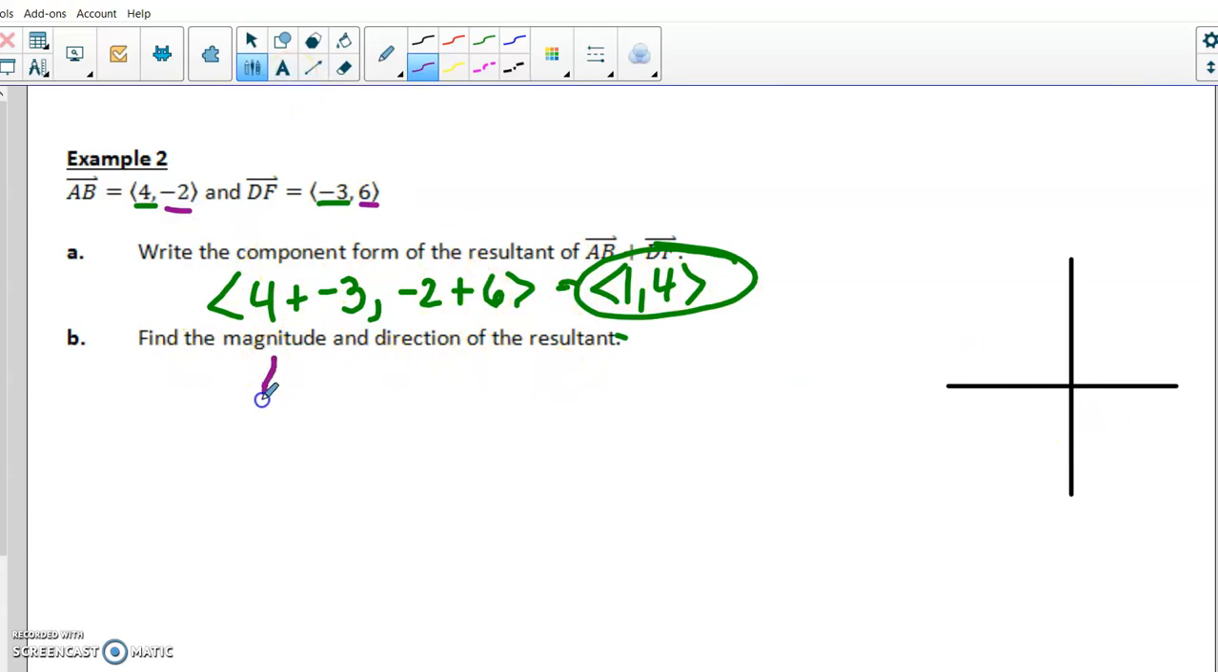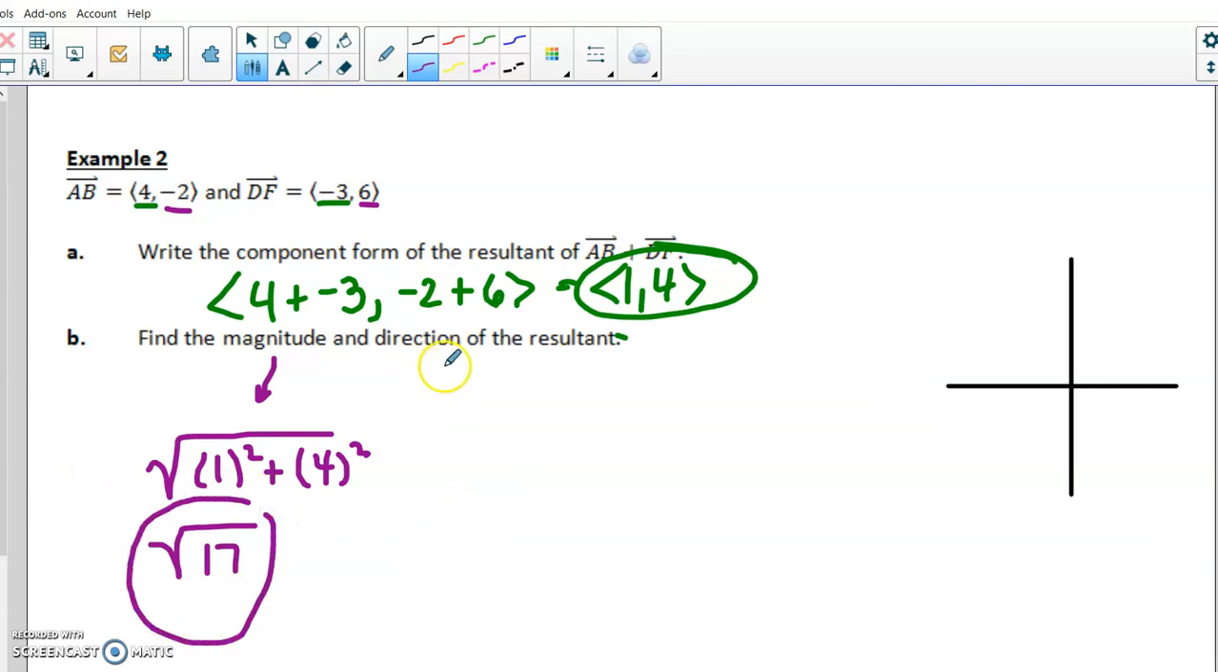Then here it asks for the magnitude and the direction, so let me do this one more time. We do that by taking the square root of our horizontal component squared plus our vertical component squared. And 1 squared is 1, 4 squared is 16. 1 plus 16 gives me a magnitude of the square root of 17.